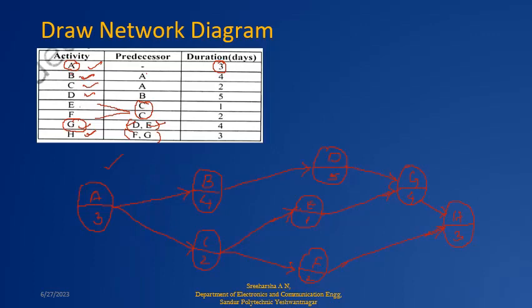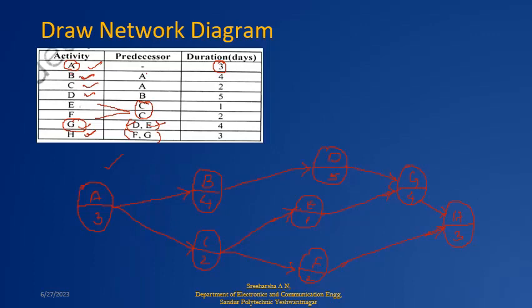Okay. Now, how to identify CPM? If they ask with this, this completes your network diagram. Let me say this again. We started with A. A is our first activity, so it takes 3 days. So I have done this.